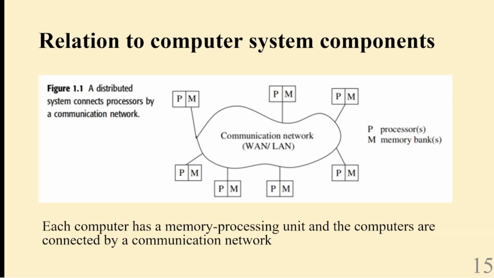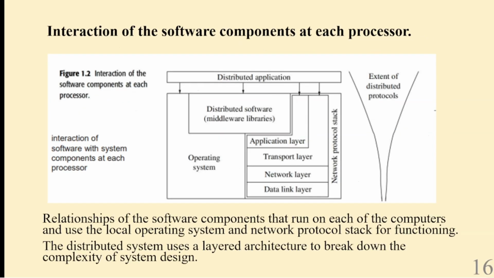This is the relation to the computer system component. From the figure you can see that there is a communication network. It can be a wide area network or a local area network. There are processors and memory banks, and the distributed system connects the processors by a communication network. Each computer will have a memory unit and a processing unit, and the computers are connected by a communication network. This figure shows the interaction of the software components at each processor, which we'll now learn in detail with an example.